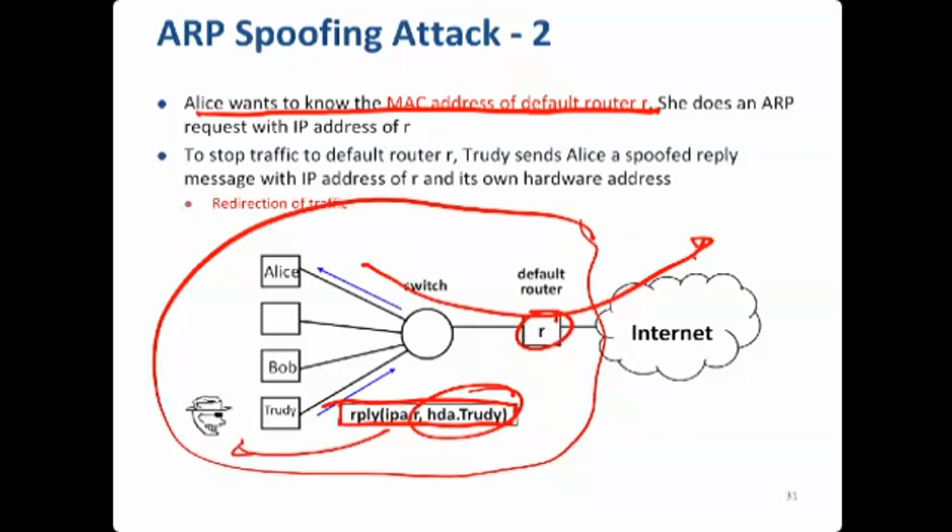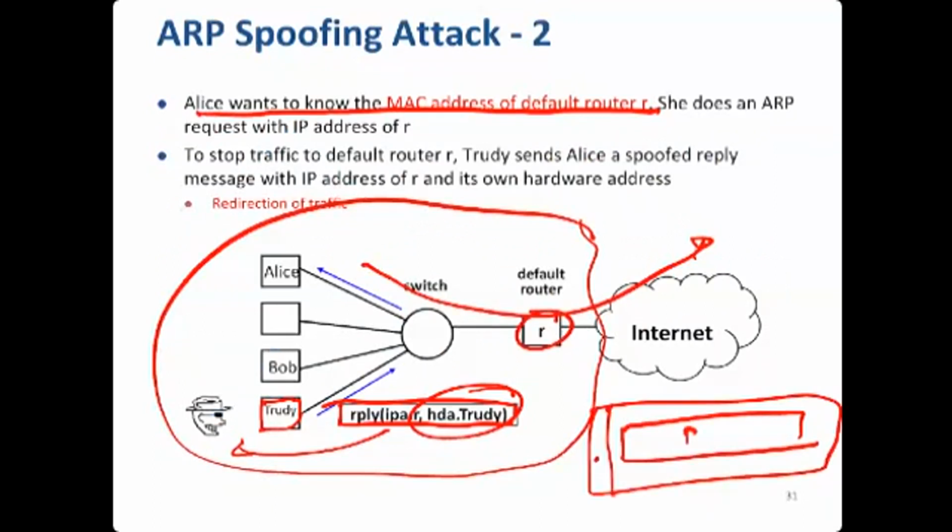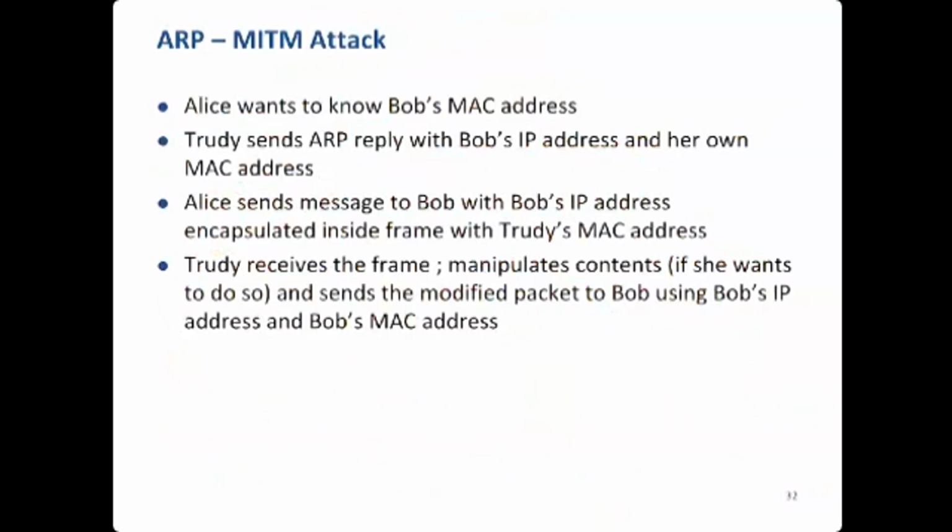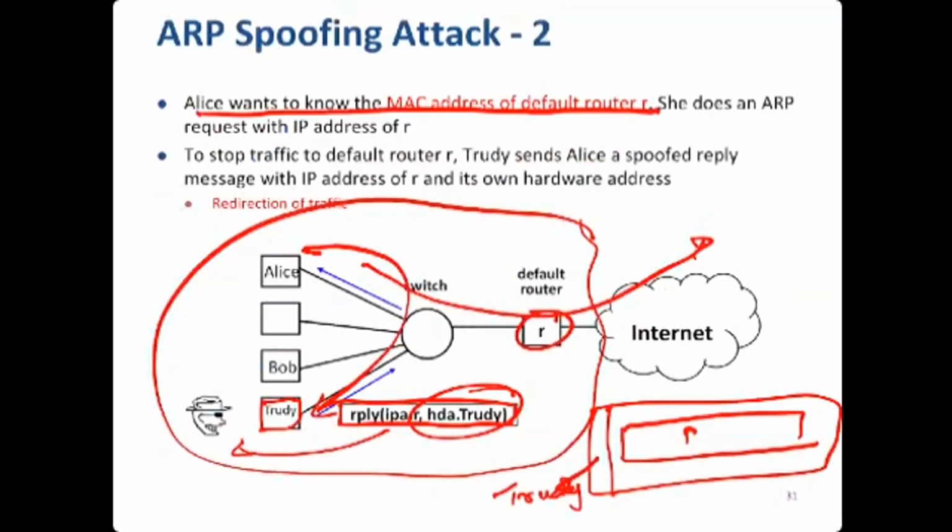Now Alice receives this and thinks that the Ethernet address of the default router is the one that corresponds to Trudy. So for all the messages she wants to send to the external world, say for Google or some other server, she will wrap the IP packet in Ethernet and send it with the Ethernet address of Trudy, thinking that this address corresponds to the default router. So all the messages now will come to Trudy. Now Trudy can manipulate this.